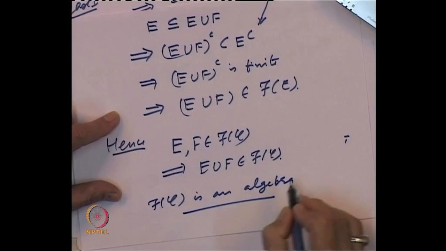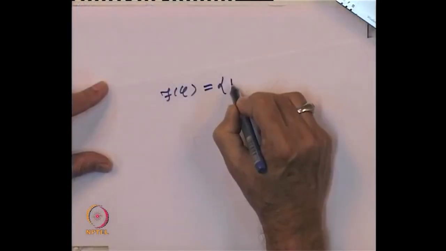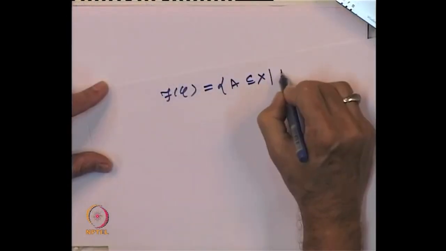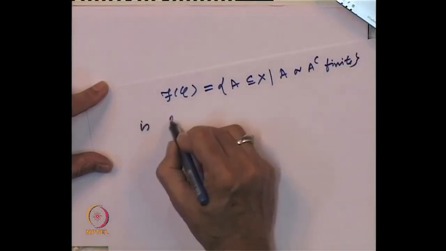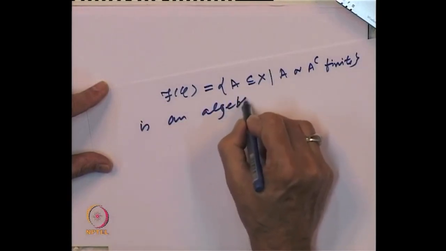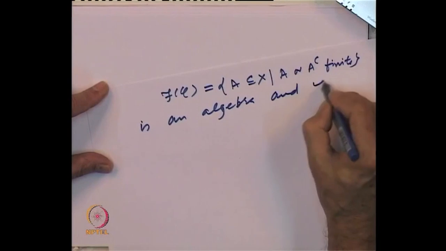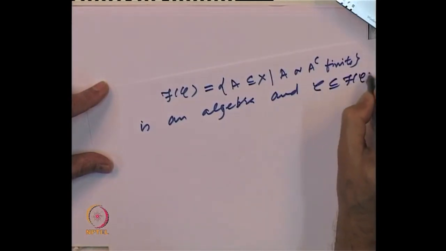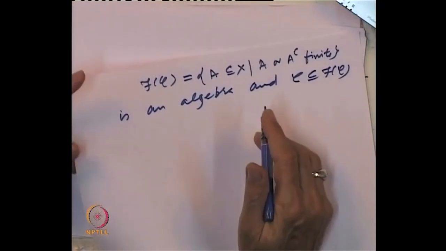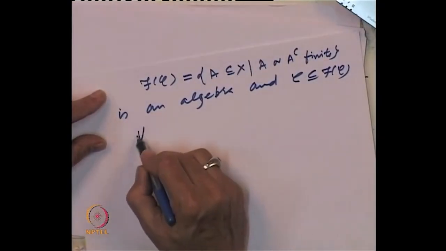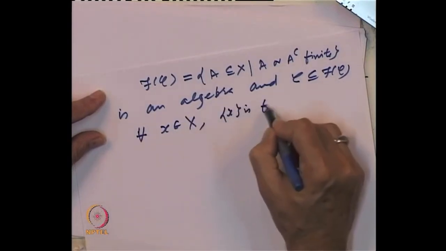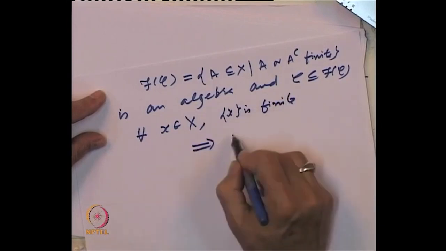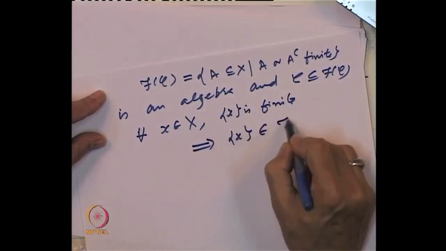So, F of C, which was defined as all sets A contained in X such that A or A complement is finite, is an algebra, and C is contained in F of C. Is it clear why C is contained in F of C? Because for every x belonging to X, the singleton {x} is finite, implying the singleton {x} belongs to F of C.